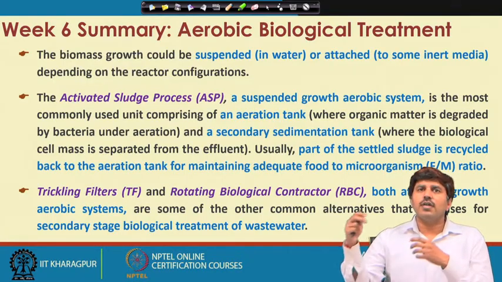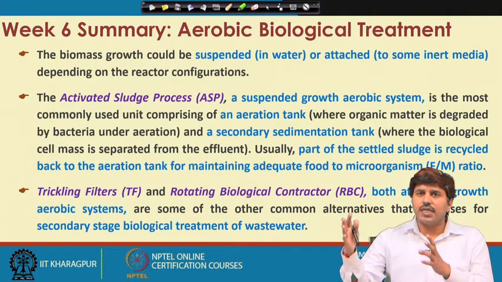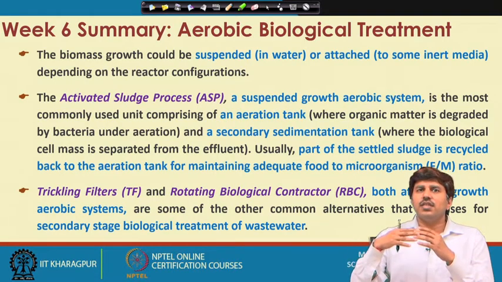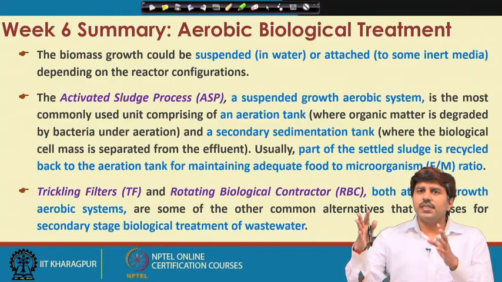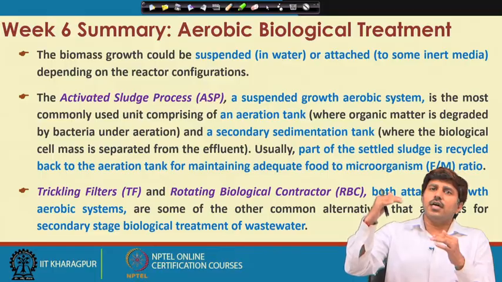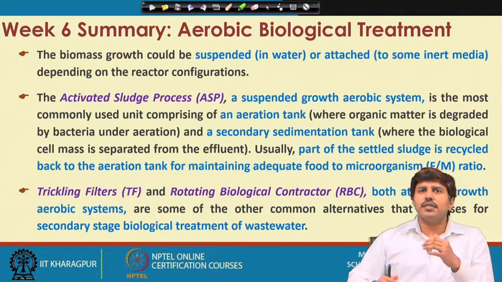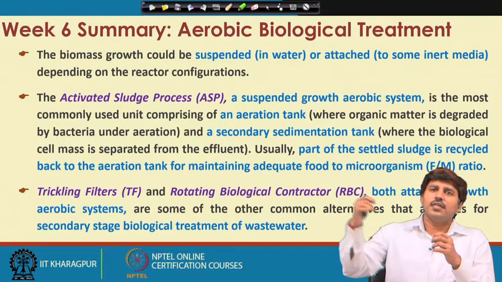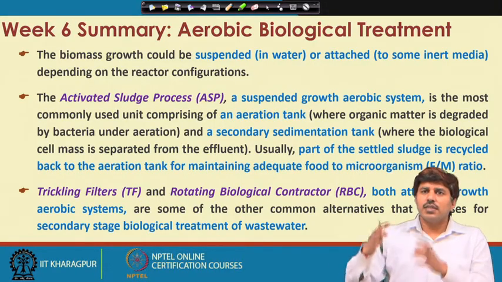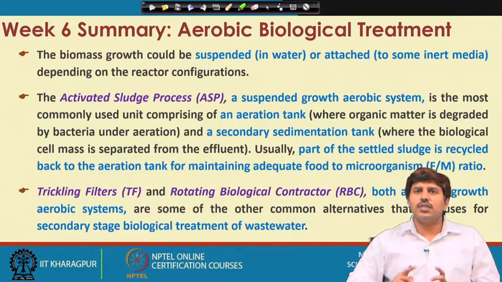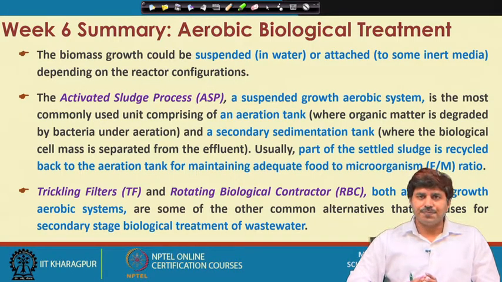the microorganisms also move along and they come into the secondary sedimentation tank, where the biological cell mass is separated from the effluent. In the secondary sedimentation tank, we do not assume any further degradation, but the biomass or bacteria get settled and the effluent is taken out. The settled biomass, part of this is wasted and part of this is recycled back into the aeration system for maintaining an adequate food to microorganism ratio in the system.